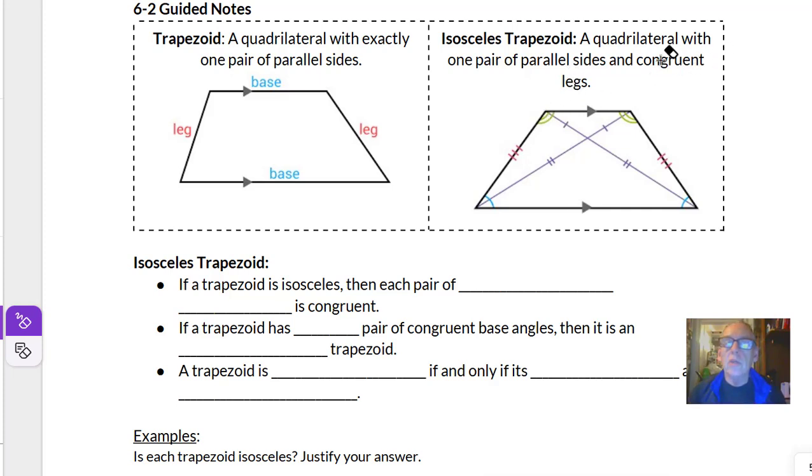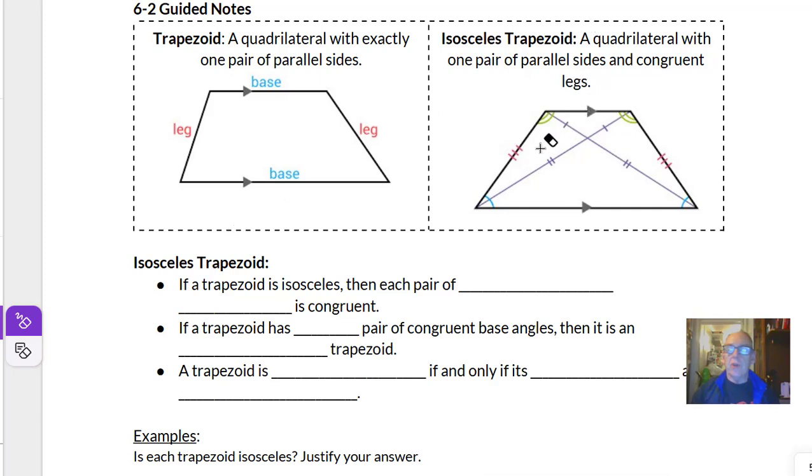This video goes with the 6-2 guided notes for trapezoids and isosceles trapezoids. So we define a trapezoid as a quadrilateral, a four-sided figure, with exactly one pair of parallel sides. We call those parallel sides the bases, and these other sides we call the legs.